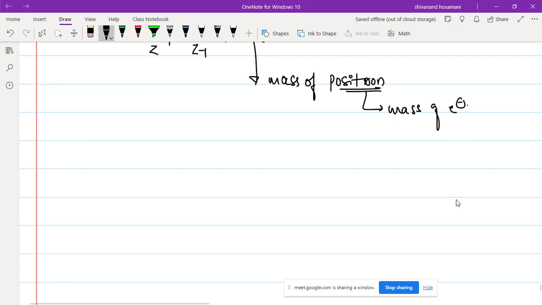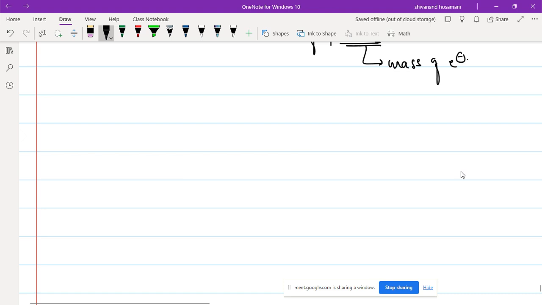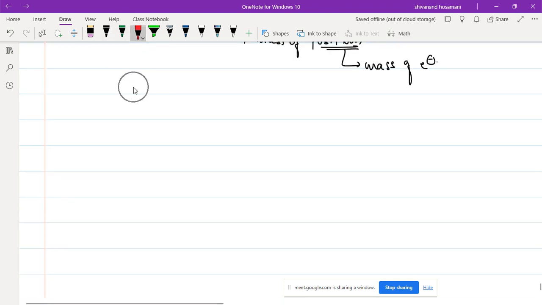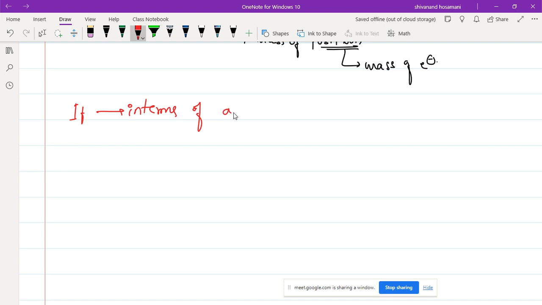Then the same thing, if I represent it in terms of atomic mass, I get it like this. See here, as you have removed one electron here, I can replace this as like this, right? If I represent the same thing in terms of atomic mass.